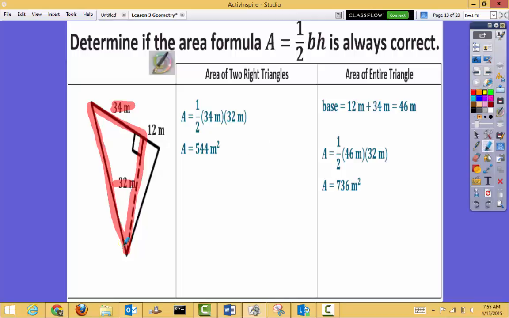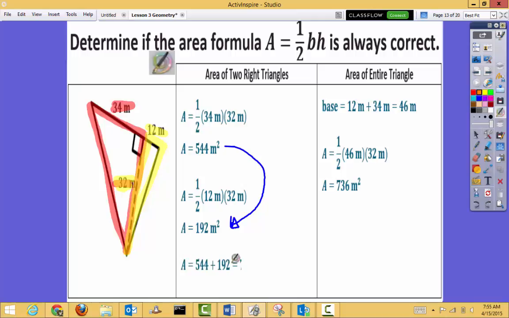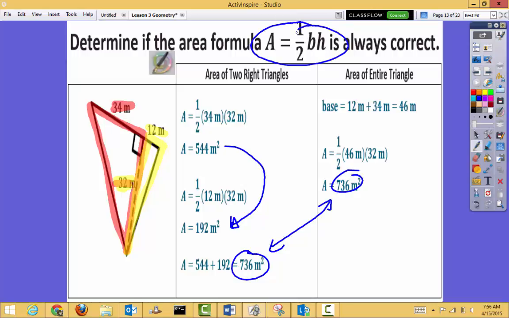Now I need to find the area of my smaller one. Base is 12 because it's touched the right angle, and it's also 32 meters high. So I plug those numbers in, multiply them out, and now I have two triangles, so I need to add them together to get the area of the whole entire shape, which is 736. And look, once again, they match. So it looks like I can use this formula for any kind of triangle that I come across.